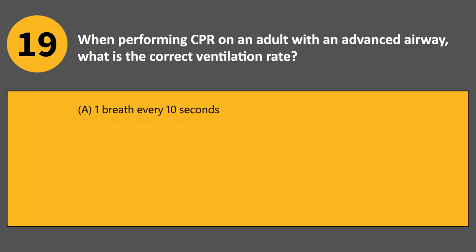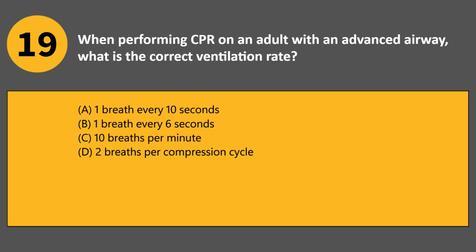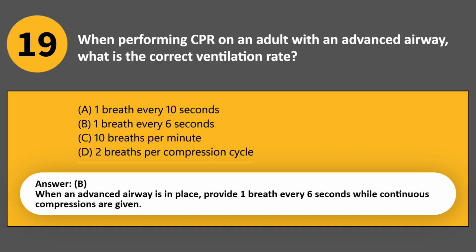When performing CPR on an adult with an advanced airway, what is the correct ventilation rate? A. 1 breath every 10 seconds. B. 1 breath every 6 seconds. C. 10 breaths per minute. D. 2 breaths per compression cycle. Answer B. When an advanced airway is in place, provide 1 breath every 6 seconds while continuous compressions are given.